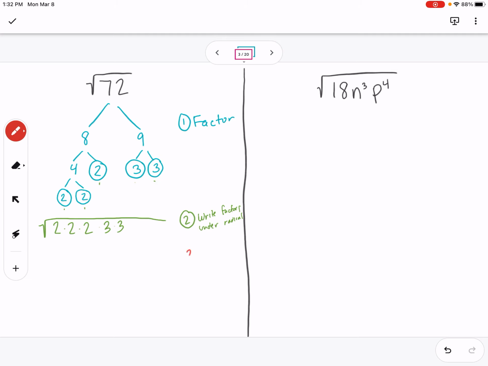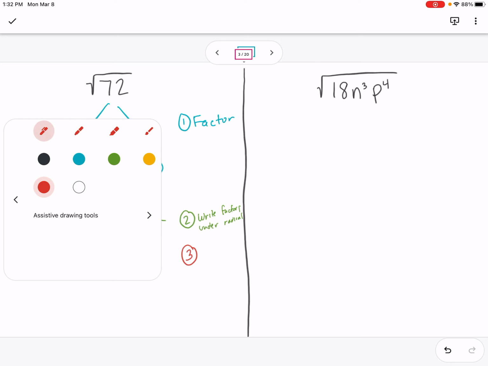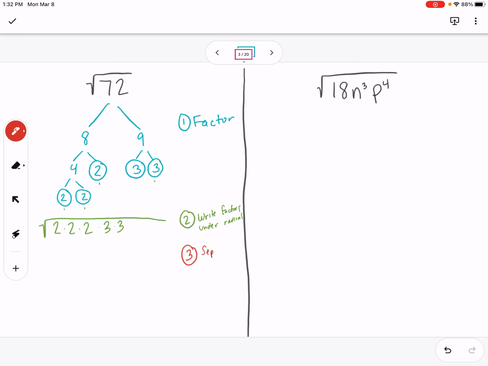Okay, now next, I'm looking for doubles. And what I'm going to do with those doubles is separate them out. The reason I'm separating out the doubles is because the doubles simplify in a way that the singles don't. So by separating them, I'm making it easier to simplify. So I have this double 2, and I also have this double 3. Now be mindful and don't lose track of the singles.